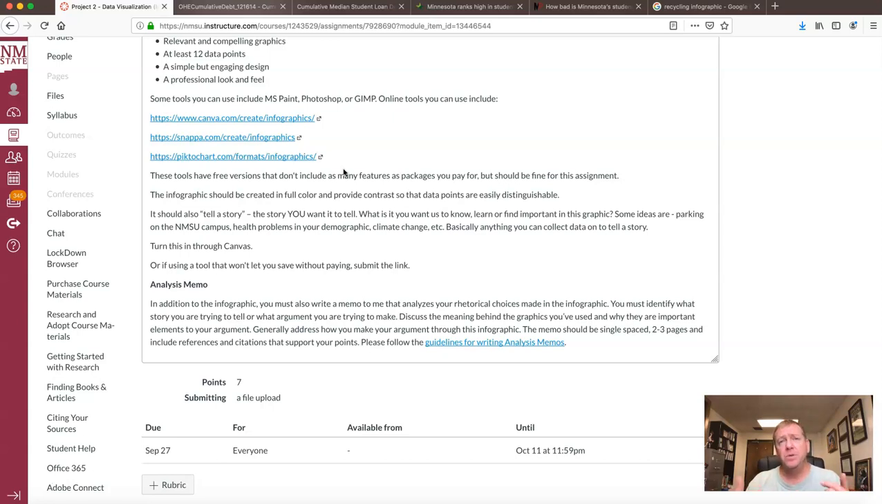That's fine. Typically what they'll do is they'll save it, and you can get a link to it, and it'll allow you to embed it somewhere else. Just go ahead and submit that link so that I can go to it and look at it. And then also, of course, turn in an analysis memo.